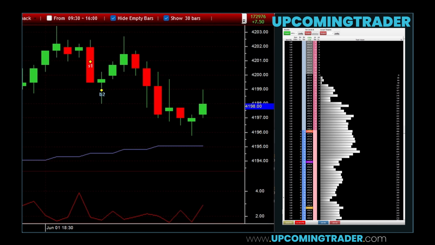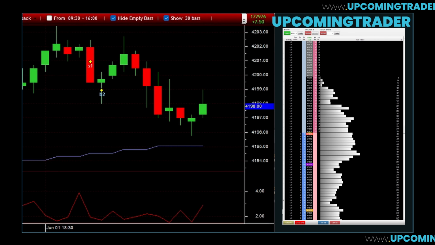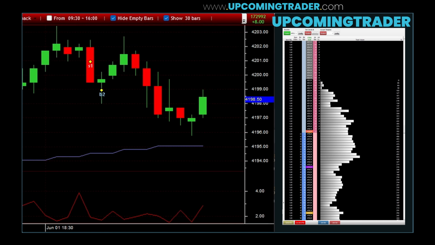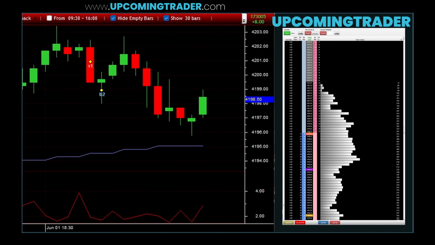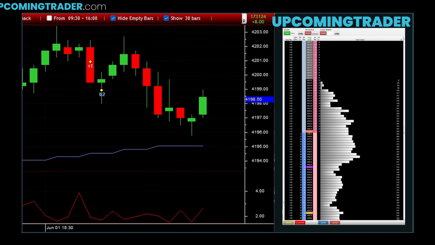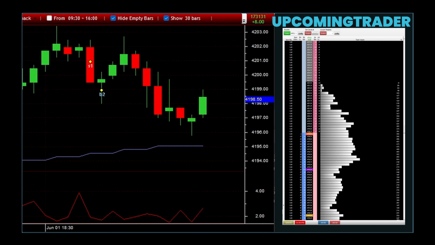Triangles, whether ascending, descending, or symmetrical, require you to watch closely as the price approaches the apex. The breakout direction, whether above resistance or below support, will determine whether you go long or short. The key with triangles is to wait for confirmation, a breakout with strong volume, to avoid false signals.